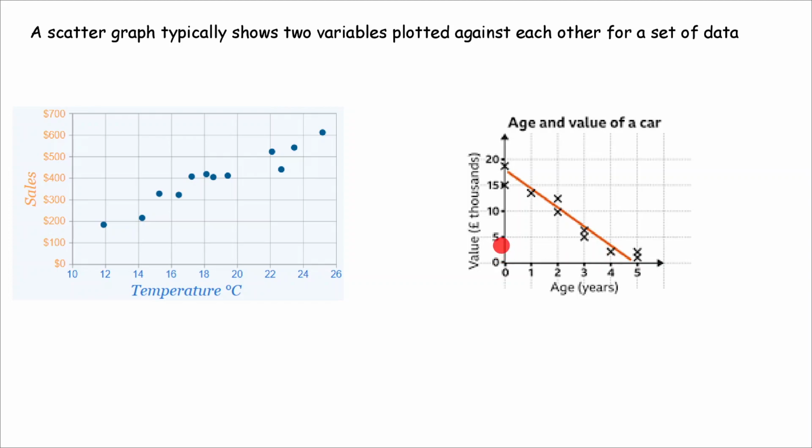That makes sense because as cars get older, they're worth less because they get damaged and things go wrong and they just don't look as good, all that kind of stuff. So this is a different kind of relationship, which we would call negative correlation, but we'll talk more about that in the next video. But just to show you roughly what a scatter diagram is all about.